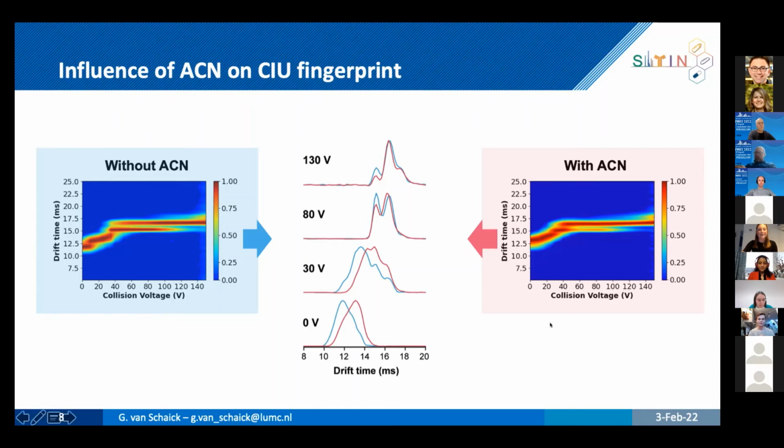Interestingly, if we go a bit further in the fingerprint, so up from 70 or 80 volts, the arrival time distributions completely overlap and there's no influence anymore.